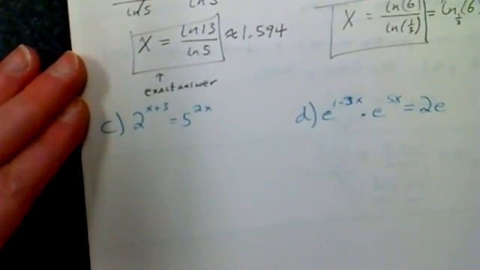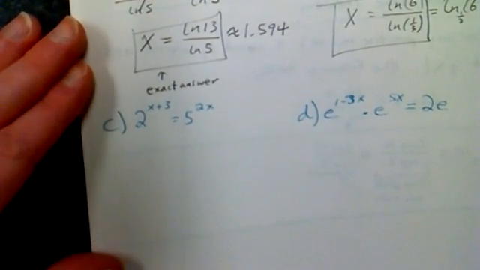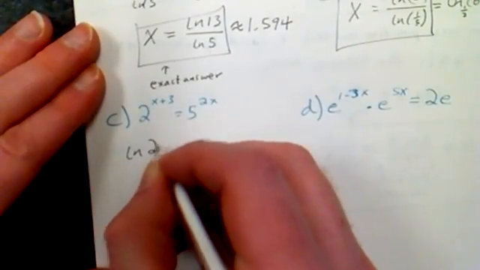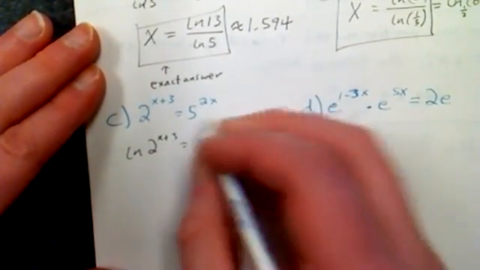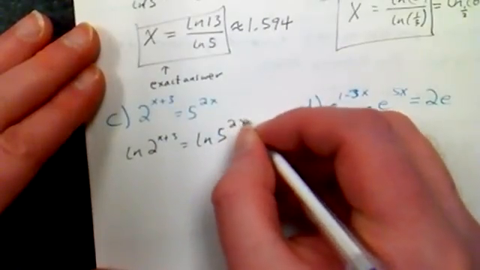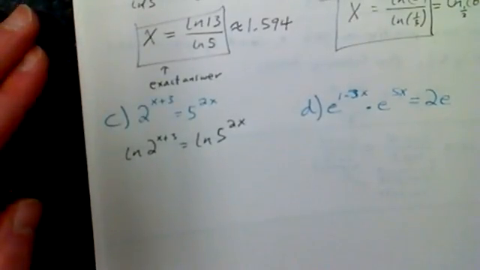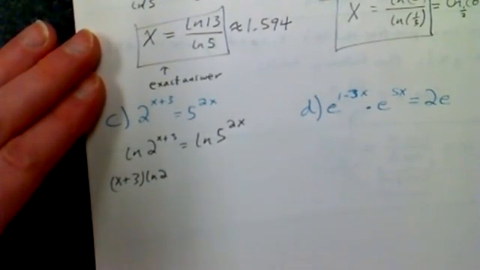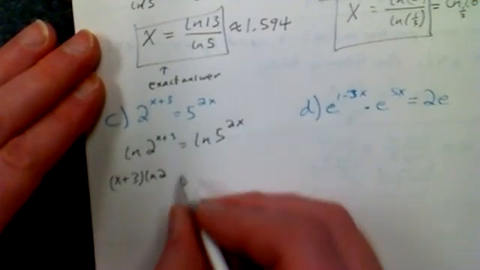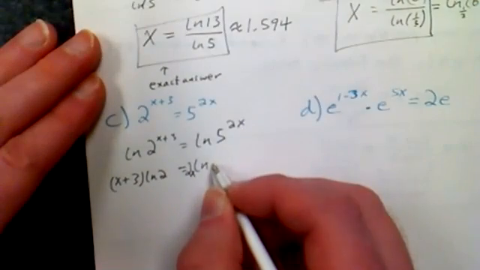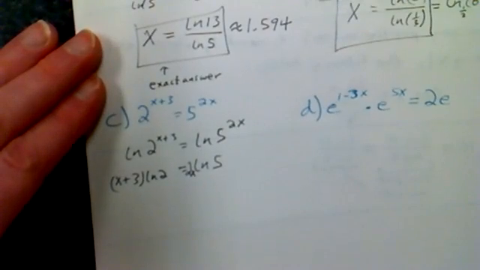C, 2 to the x plus 3 equals 5 to the 2x. Once again, no common base. So I'll take my natural logs. Don't worry, I promise we'll get to some more interesting problems here in the next one. So I took natural logs. I'll do the same thing. Remember to put that in parentheses because it's that whole x plus 3 being multiplied by the natural log of 2 there. And over here, I get a 2x natural log 5.